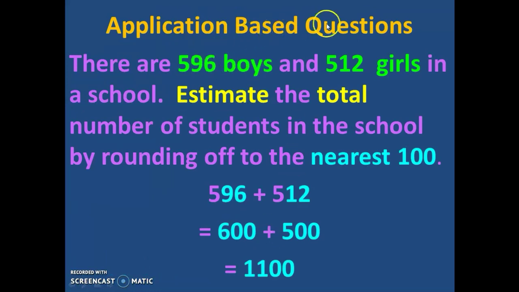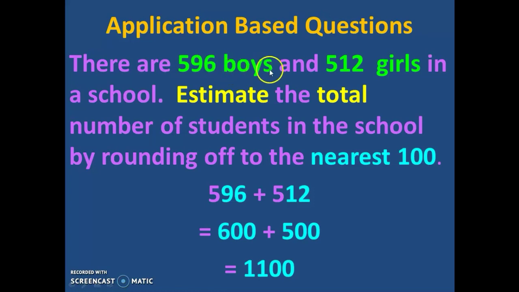Here is an application based question. I will discuss one question with you. You use this example for the worksheet. I have given you two statement sums which you will have to work out. So here there are 596 boys and 512 girls in the school. Estimate the total number of students in the school by rounding up to the nearest 100.